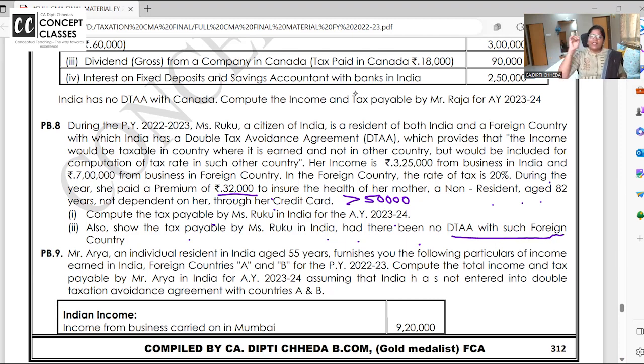when there is no DTA. So they are asking you only by both the methods. So ma'am, shall we do both the methods in the exam? Answer is yes. So the 8th problem in your notebook, we are doing by both the methods.